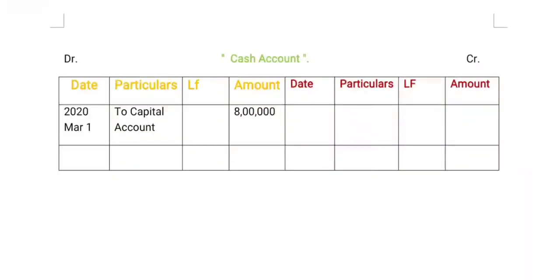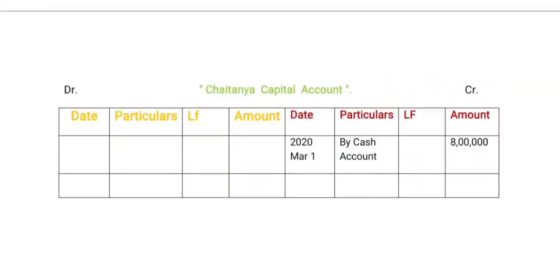Now we are coming to the cash book debit side. Date column: 2020 March. Particulars column: to capital account. Then amount: 8 lakhs. The entry is complete. Now immediately the capital account of Chaitanya. Here, Chaitanya's capital account, going to the credit side: date column 2020 March 1st, particulars by cash account. Then amount column, it's 8 lakhs. This entry is complete.